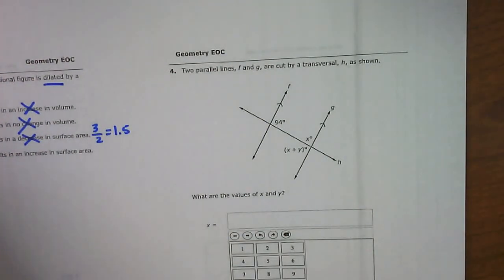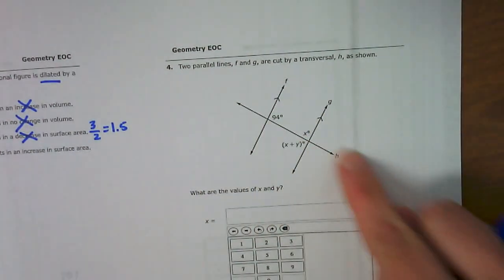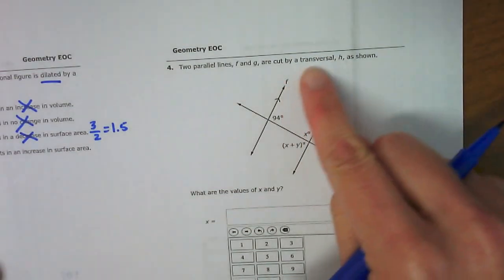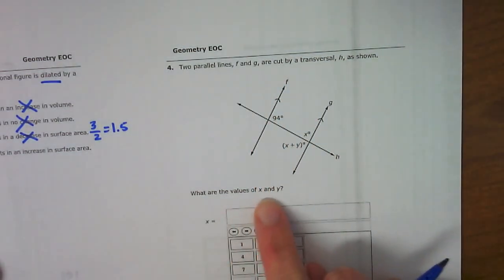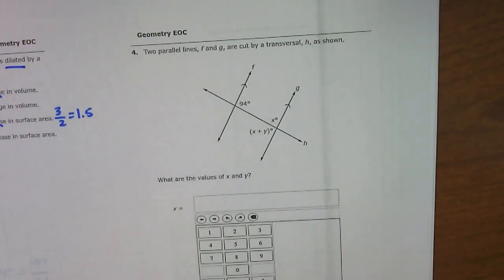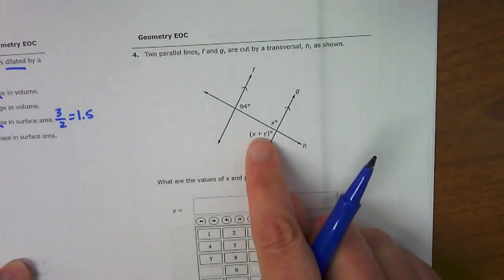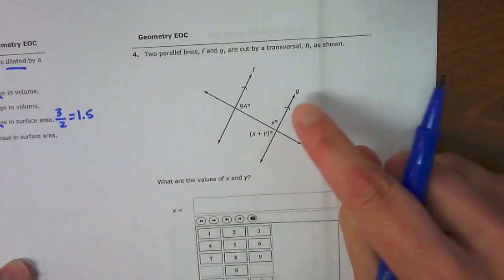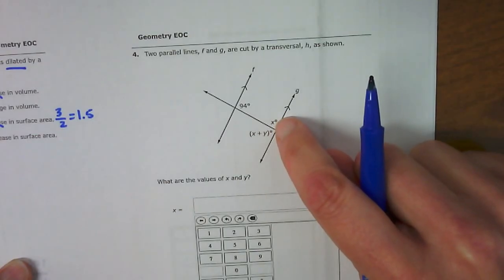All right, then number 4, we've got two parallel lines, F and G, cut by our transversal H. Remember, a transversal is the line that cuts through the two parallel lines. What are the values of X and Y? We need to remember some of our relationships to do these problems. I see that this angle has both X and Y, and this angle only has X. So this is the one I'm going to focus on first.